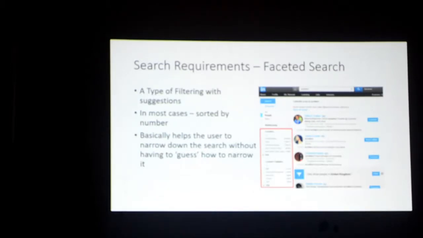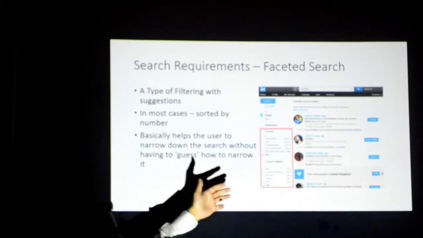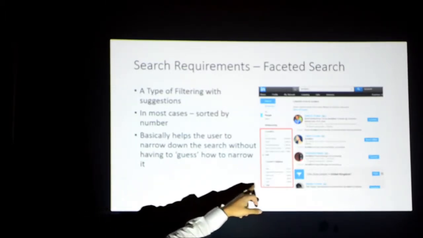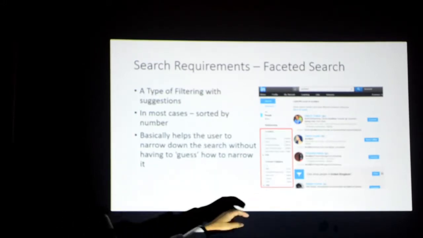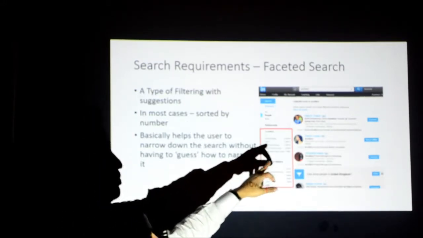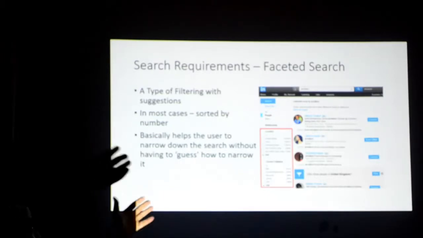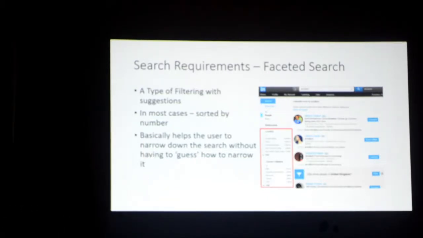1,244,000 over here. More than 1,000,000. So it's not useful for the user to get so many search results. So it's a guidance, and it's usually sorted, so it tells you the current company and shows you the top 5 companies, sorted by number of architects in that company if you select that. Similarly location. United States has the highest number of architects. So it gives you a little more information just at the time of doing the search itself. Basically it helps the user narrow down the search without having to guess how to narrow it.